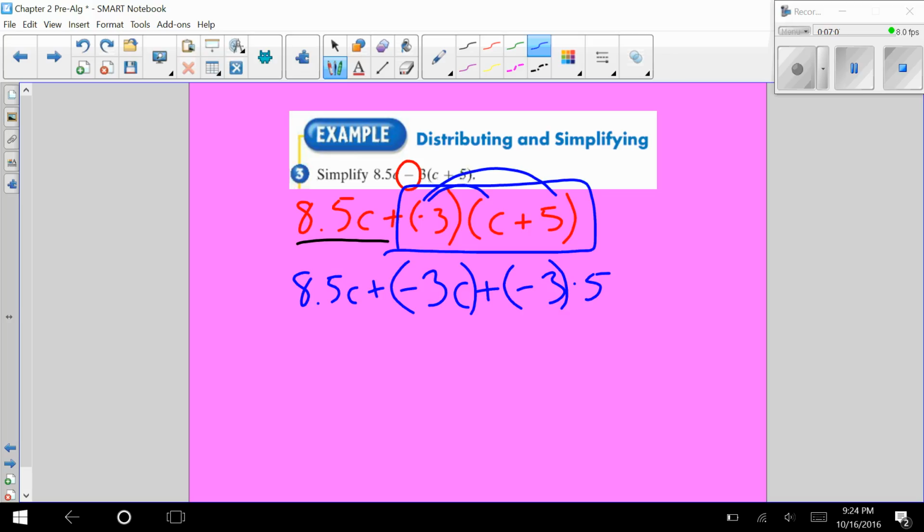Let's simplify a little bit. 8.5c and negative 3c becomes a 5.5c plus negative 3 times 5 is negative 15. You can either leave it like this, or we can rewrite our plus and negative as minus.